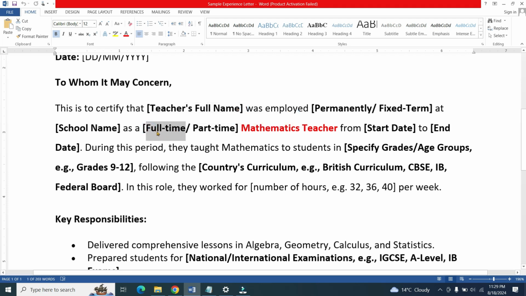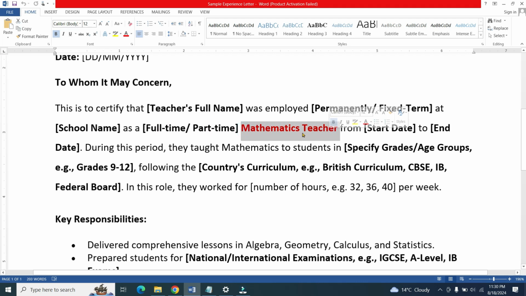This is really important. By full-time, it means if a college or a school works for 8 hours a day, you are there to work for 8 hours a day. If a school or college is working 8 hours a day, but you are there for 4 hours or 5 hours or 6 hours or 2 or 3 hours, then it means you are part-time, not full-time. So make sure that you mention permanent or fixed term, and full-time or part-time.